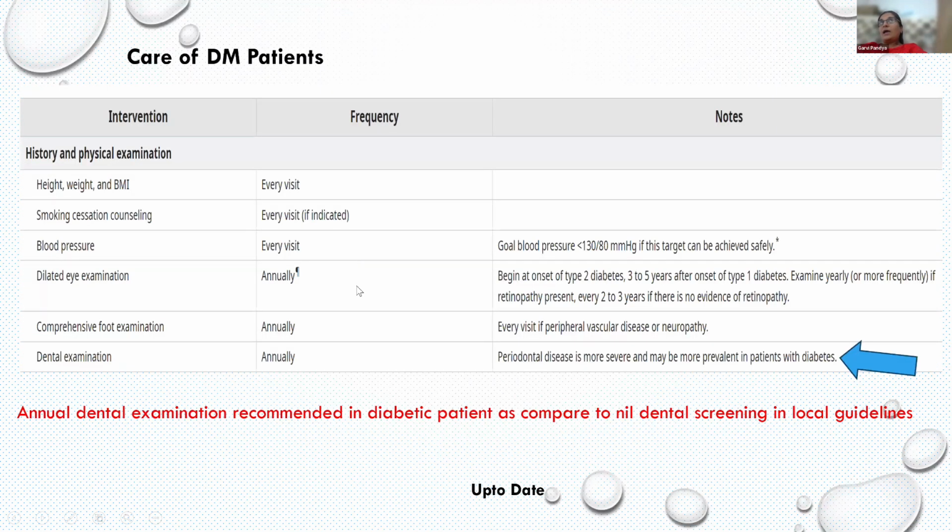So this was the guideline from our local guidelines. This is the American guidelines, which recommend an annual dental review for dental complications, but it is not included in our local guidelines yet. So we can just go by the symptoms, or we can do the oral examination. If it is present, then we should recommend them for a dentist review.